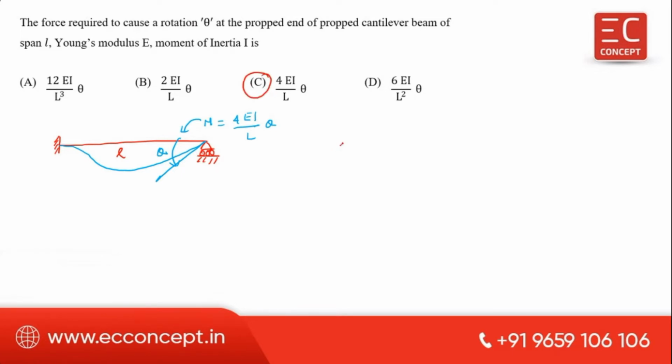Suppose the force required if one end is fixed. Suppose this end is hinged and this end is a roller. How much force is required to cause theta? That is M. This is the theta. How much M? 3 EI by L into theta. So this is the answer. Okay.